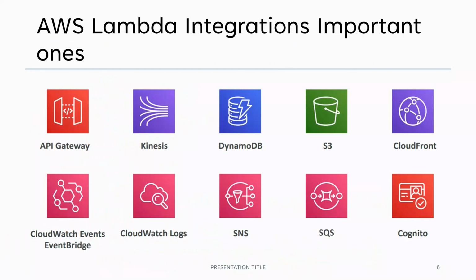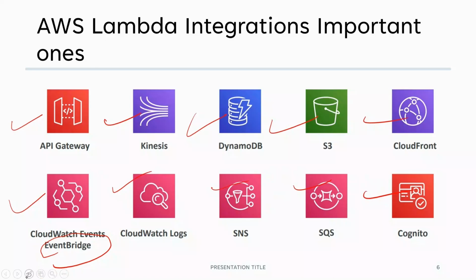Integrations, and as I've told you, Lambda integrates with a lot of services, and these are some of the main services or the most important ones which you need to know for the exam. It integrates with API Gateway, and we are going to see an example of this integration with API Gateway. It integrates with Kinesis, Kinesis Data Firehose and Kinesis Data Streams. Then we have DynamoDB integration, S3 integration, CloudFront integration, CloudWatch Events, EventBridge. We are going to see EventBridge in a separate video. Then it also integrates with CloudWatch Logs, SNS, SQS, and Cognito. So these are all the services which Lambda integrates with.